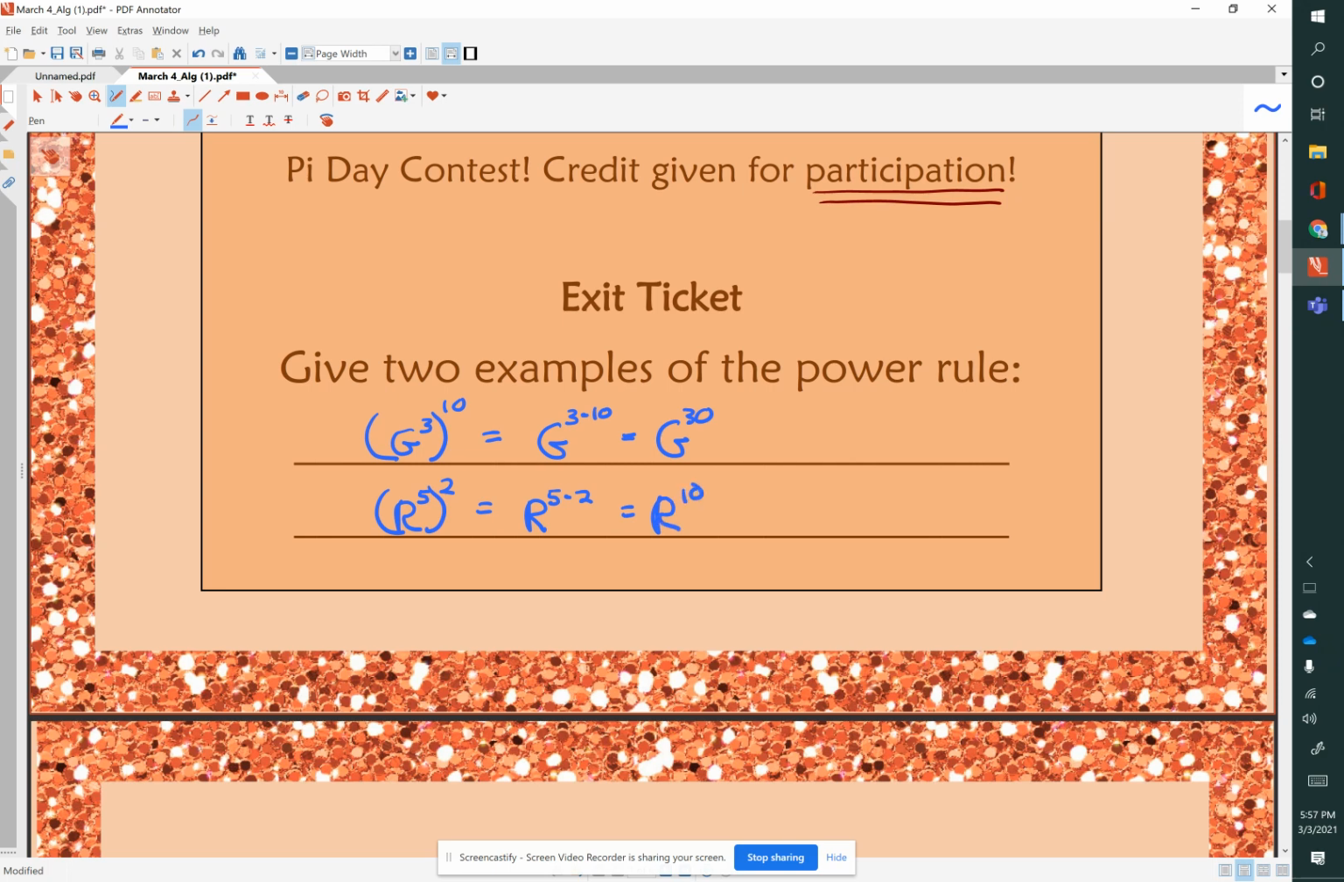Now you can put your own examples there, but make sure you put a couple of examples so that we know you understand that with the power rule, you're multiplying the exponents.